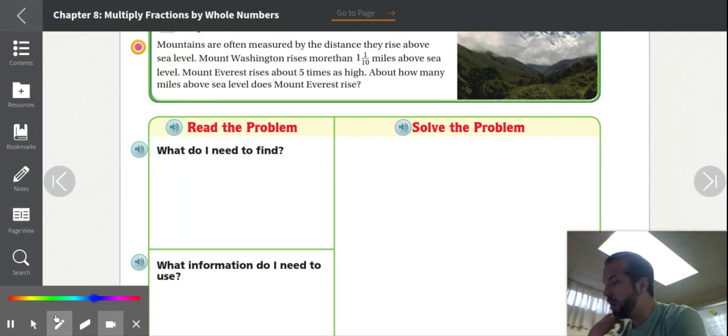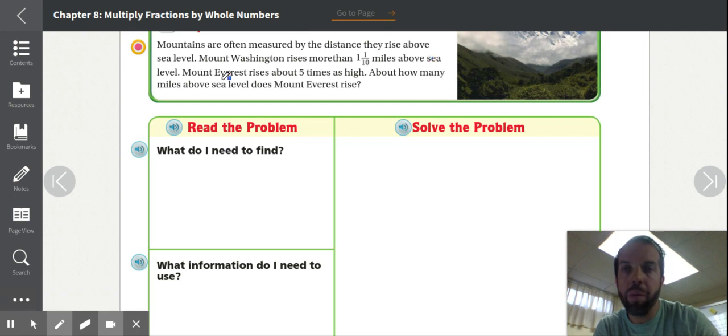All right, so let's go to the next page. I think on the next page, we're actually going to have to make the model ourselves. So this would be on page 482. All right, and let's read it together. It says, mountains are often measured by the distance they rise above sea level. That's a social studies word. Mount Washington rises more than 1 and 1/10 miles above sea level. Mount Everest rises about 5 times as high. About how many miles above sea level does Mount Etna rise?